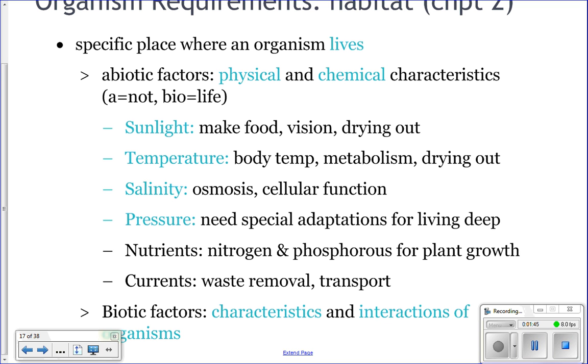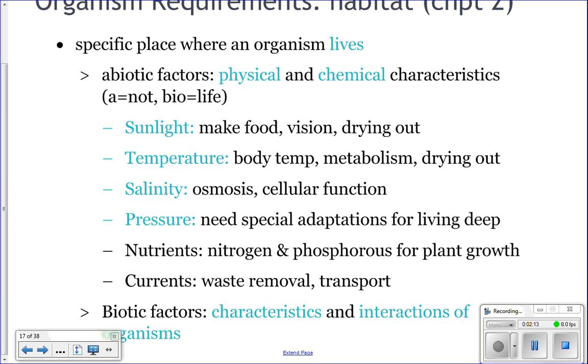The temperature will also be a physical characteristic that will affect living things. Many things that live in the ocean are what we call ectotherms, meaning their body temperature depends on the surrounding water temperature. And so they can't maintain their own body temperature. It changes with the surroundings. So the abiotic factor of temperature will affect the body temperature of these organisms.